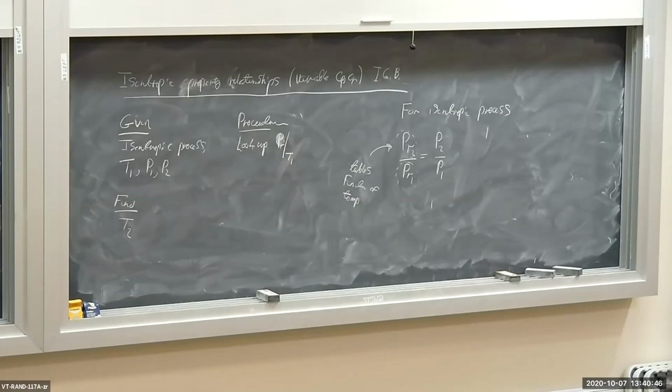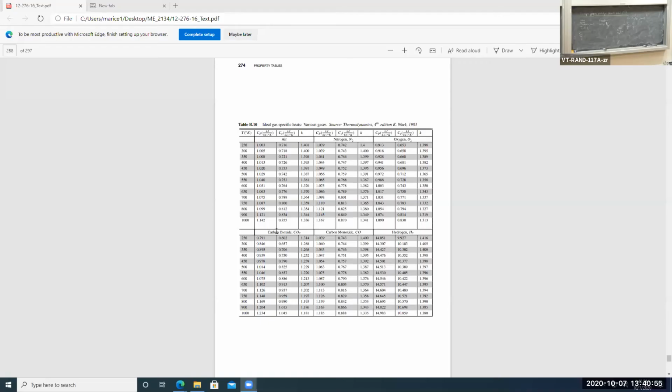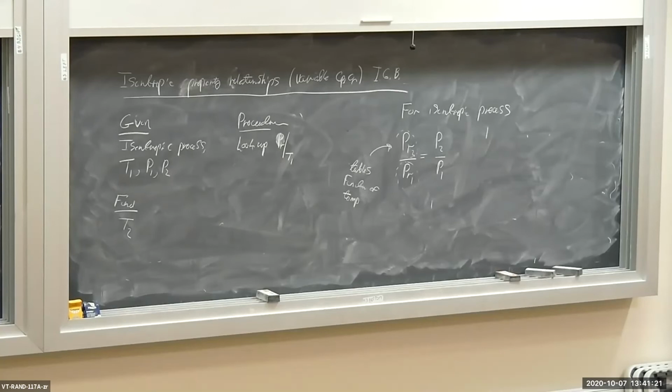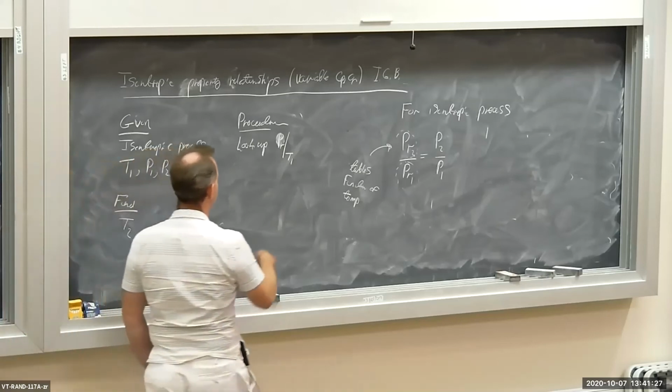Let me show you here what this might look like. So here we have IGB tables for air, h, u, s naught as a function of temperature, and reduced pressure, PR, as a function of temperature. So if you had T1, you would find PR1 by finding the temperature and then going over horizontally to get PR. Maybe you have to interpolate, who knows? So look up PR evaluated at T1.